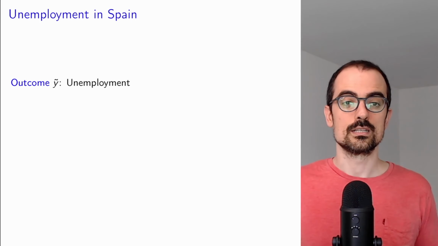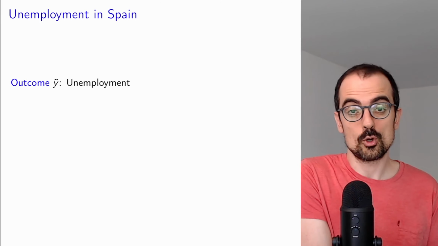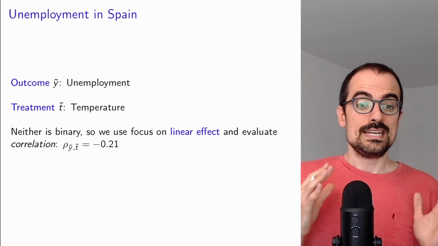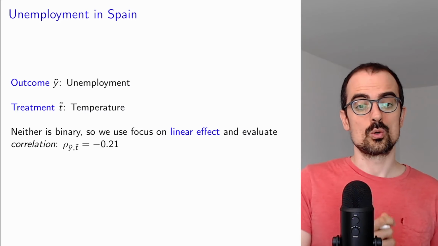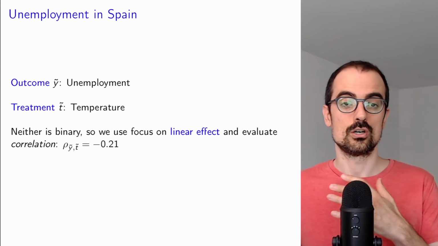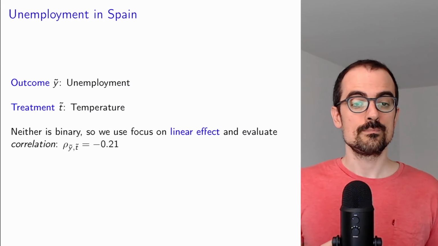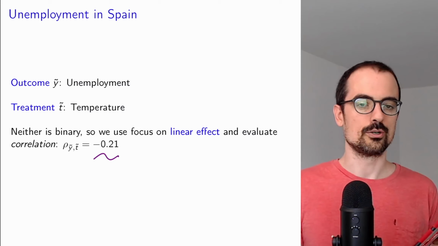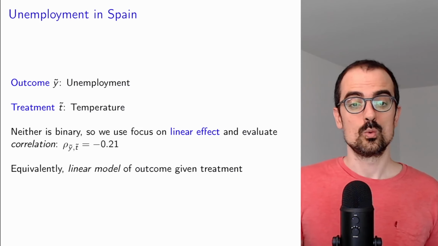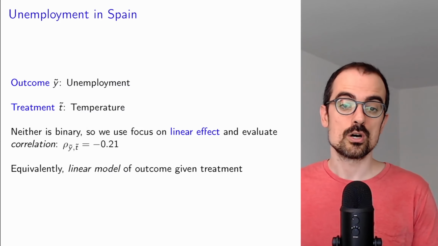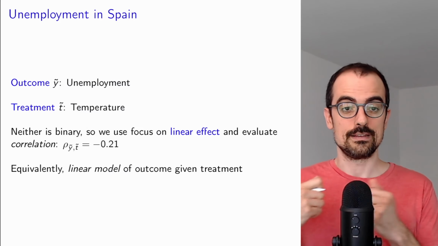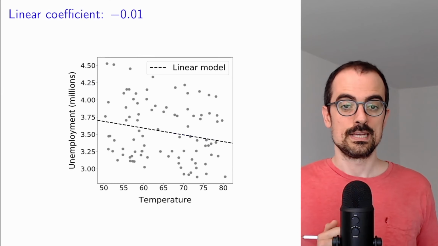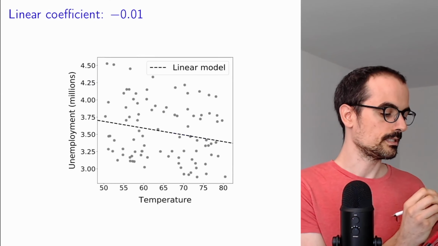Finally, when we're considering unemployment in Spain, the outcome is the unemployment and the treatment is the temperature. Neither of these quantities are binary, so we're going to focus on the linear effect of the treatment on the outcome. So that is captured by the correlation between them, which happens to be minus 0.21. Equivalently, we can also fit a linear regression model of the outcome given the treatment and look at the linear coefficient corresponding to the treatment. In this case, the linear coefficient is minus 0.01.